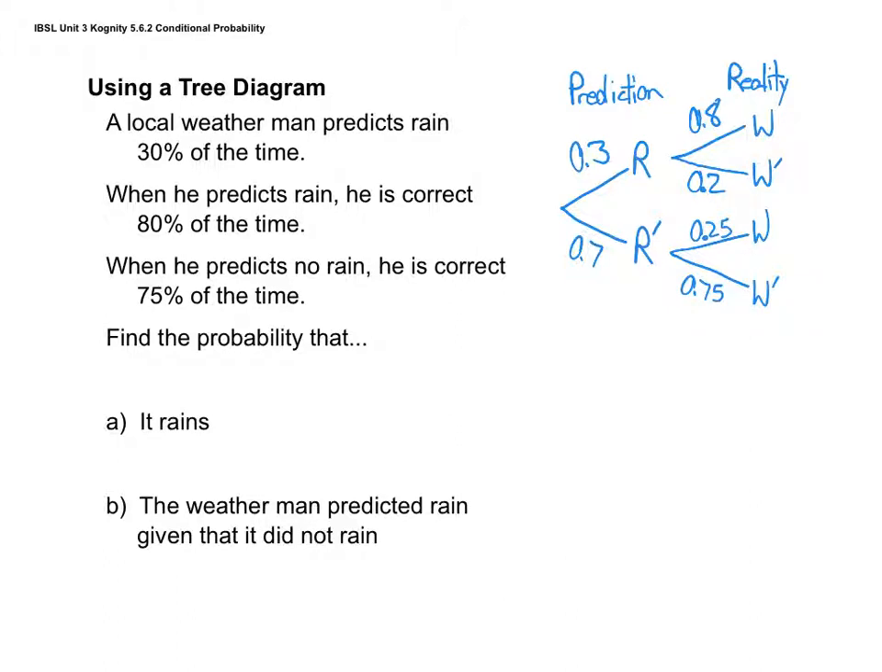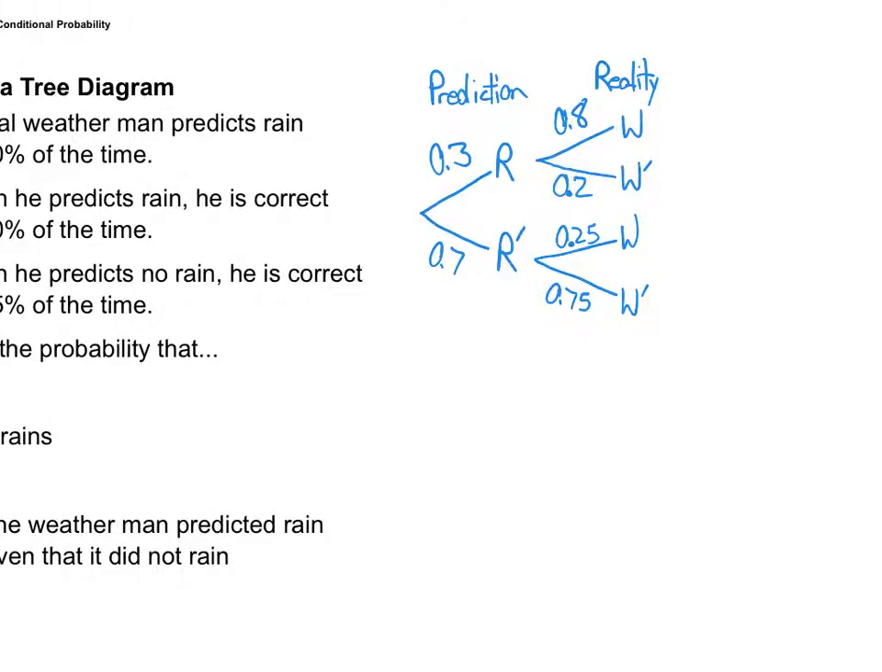Now, we have this nice tree diagram, but what good is it? Well, let's look at this and see what we actually can find now. So here our probabilities that we can use: the probability of a prediction of rain and actual rain is going to be 0.3 times 0.8. Anytime you have a tree diagram like this, you're simply going to multiply 0.3 times 0.8, which would be 0.24.